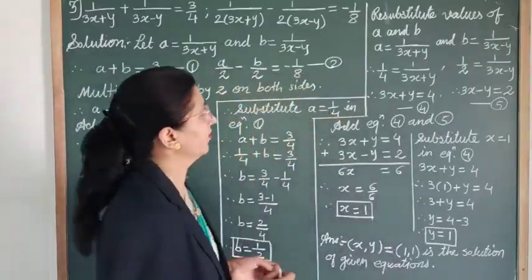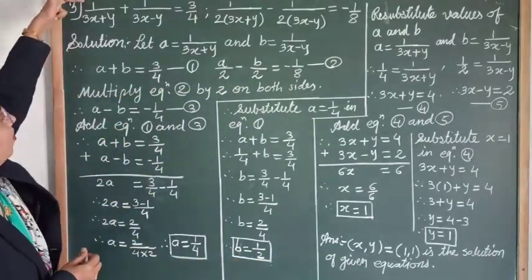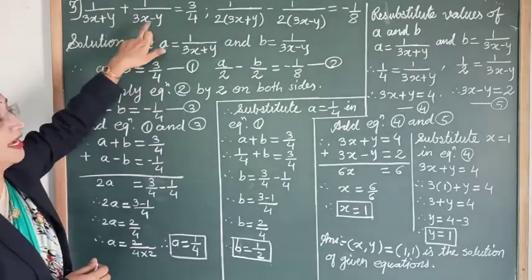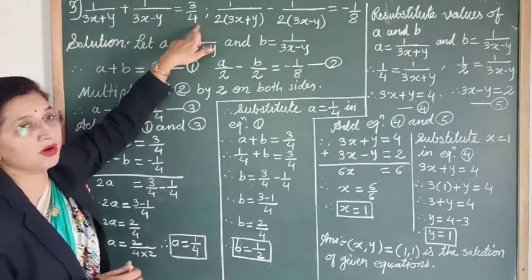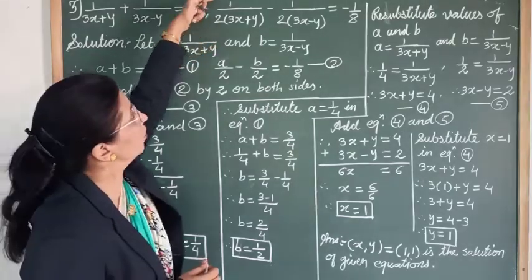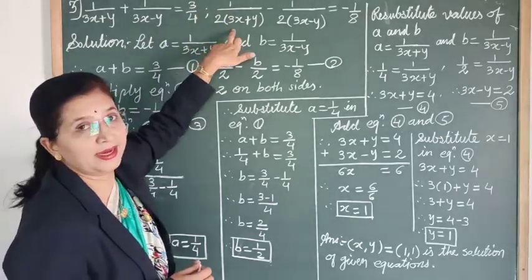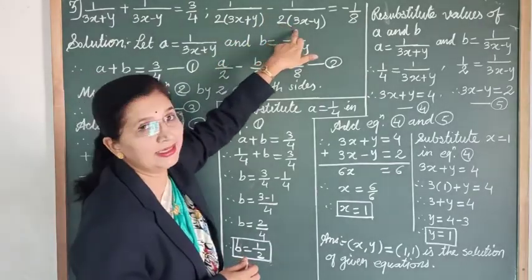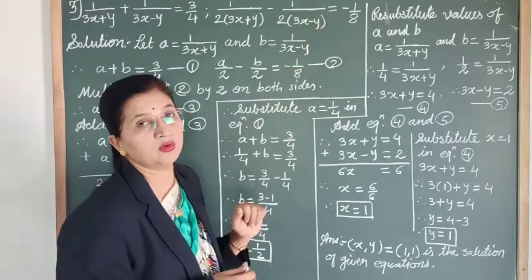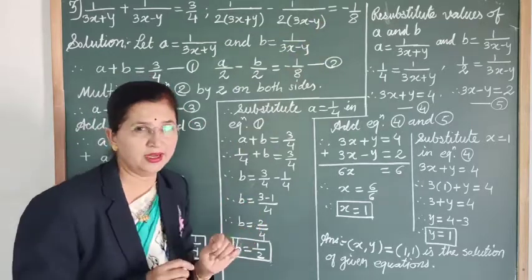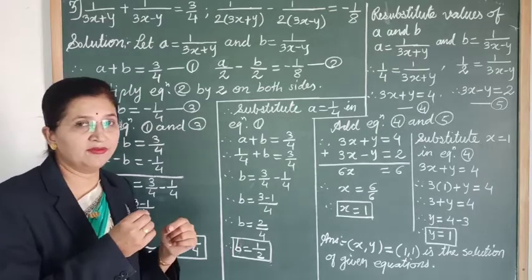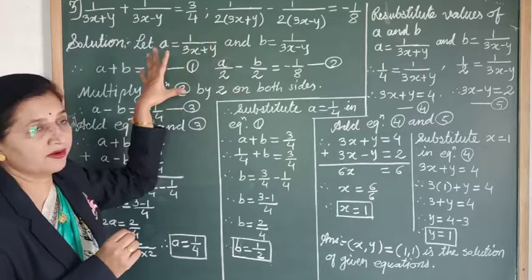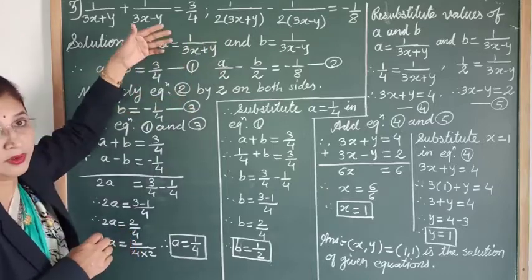Dear students, here we have another example. So here 1 upon 3x plus y plus 1 upon 3x minus y is equal to 3 upon 4. Okay, and another equation is 1 upon 2 into bracket 3x plus y minus 1 upon 2 into bracket 3x minus y is equal to -1 upon 8. Okay, now here step by step the level of the example is becoming a little hard, but actually by proper substitution it will become very simple. Okay, so let's see how to do the proper substitution.